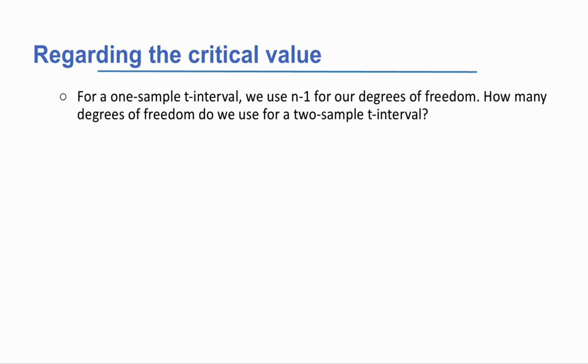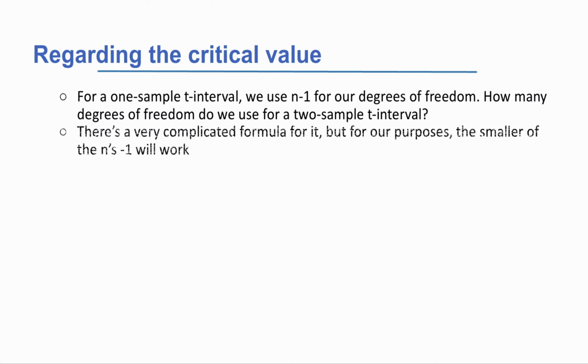Regarding critical value, for a one sample t-interval, we used n-1 for our degrees of freedom. For a two sample t-interval, how many degrees of freedom do we use? There's a very complicated formula for it. As far as I can tell, you don't need to know the complicated formula for the AP test. If you were going to do it, you would do it using a calculator anyways. So for our purposes, we're going to use the smaller of the n's minus 1.